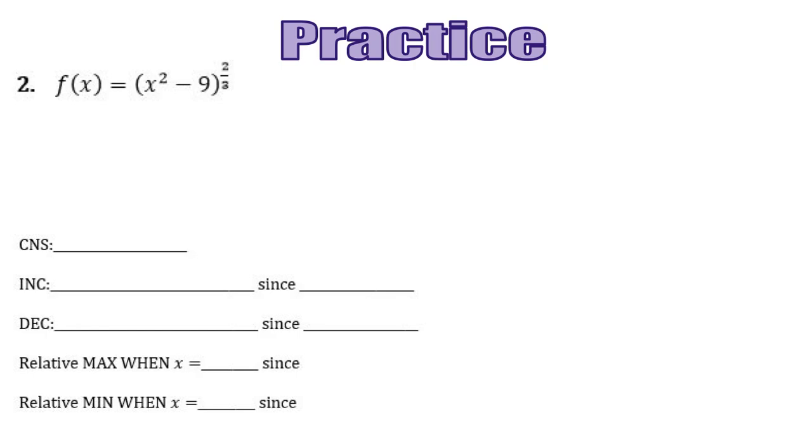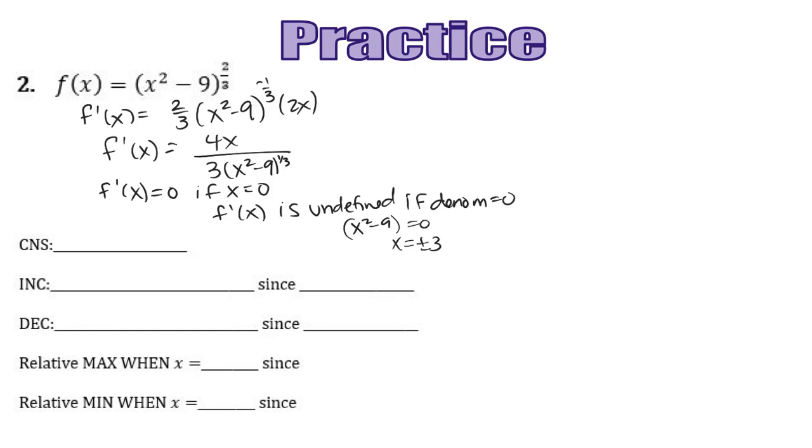Okay, just like last time, I'm going to encourage you to pause the video to find those critical numbers on your own. Identify for yourself what property you're going to use in order to take this derivative, and then unpause the video and see how you did finding your critical numbers. Okay, so when we find the derivative, we find 2/3 times x squared minus 9 to the power of negative 1/3 times the derivative of the inside. That's the chain rule.